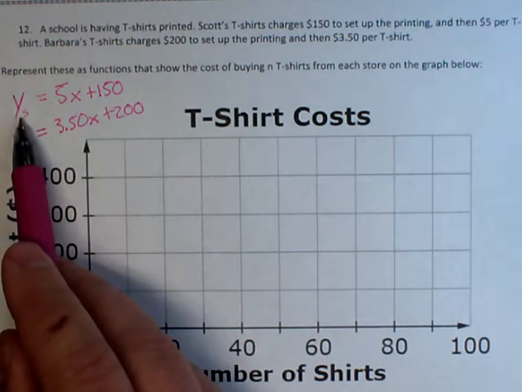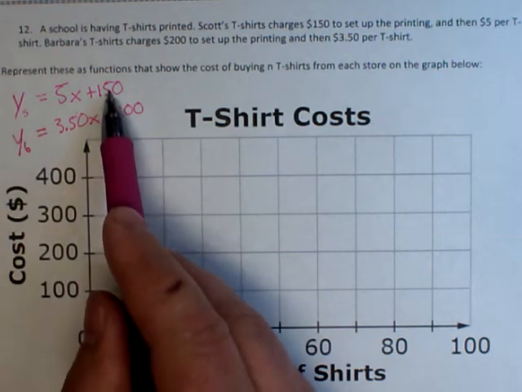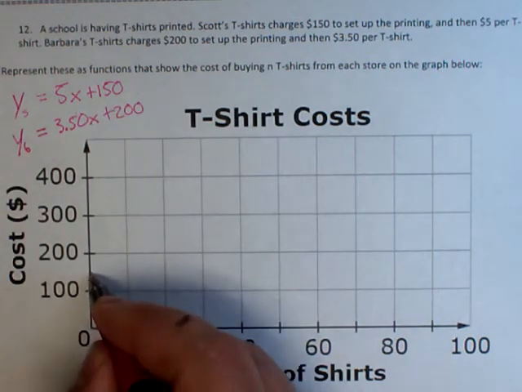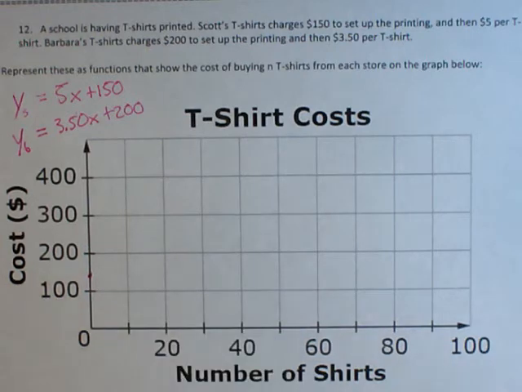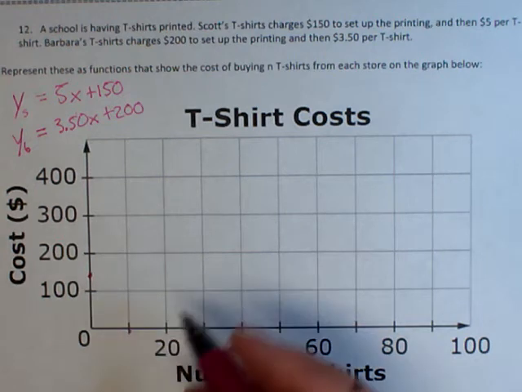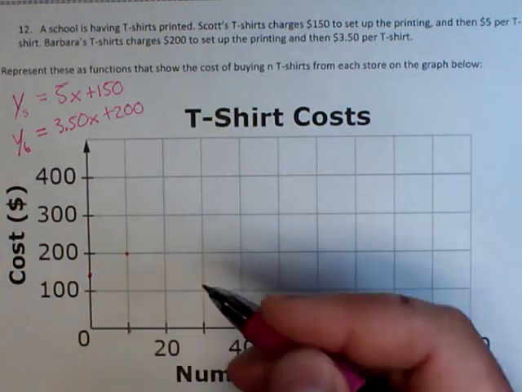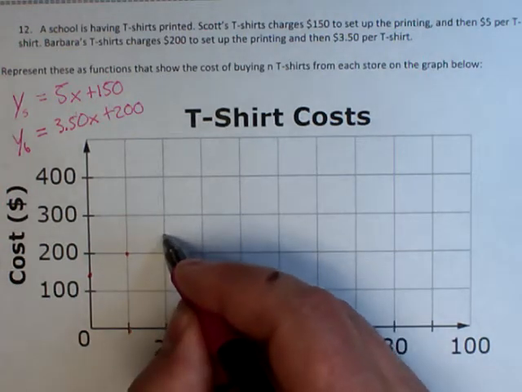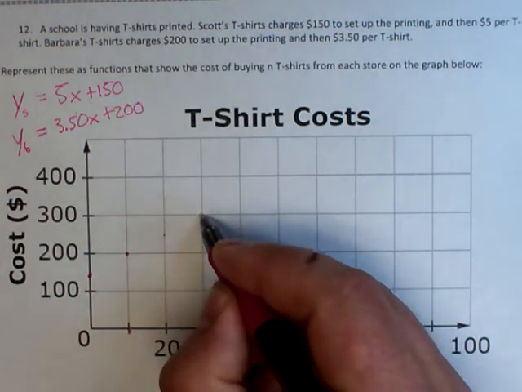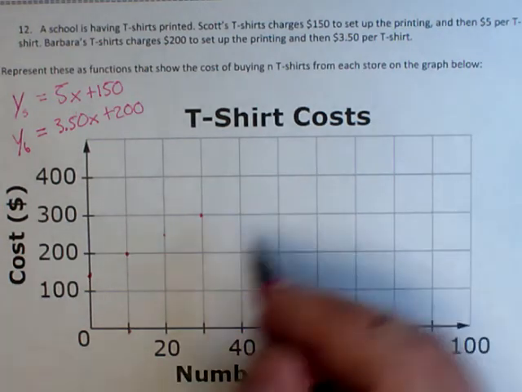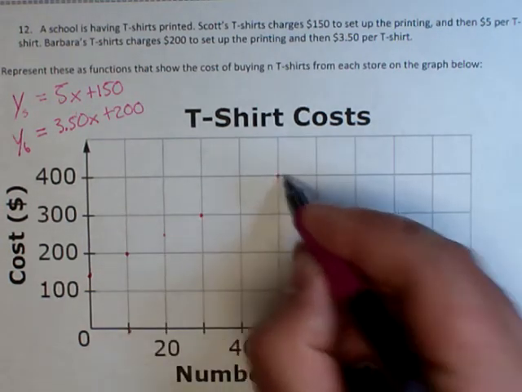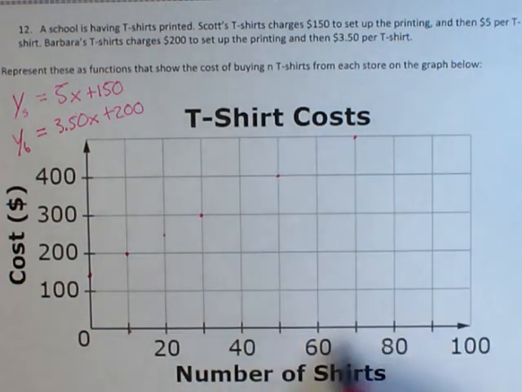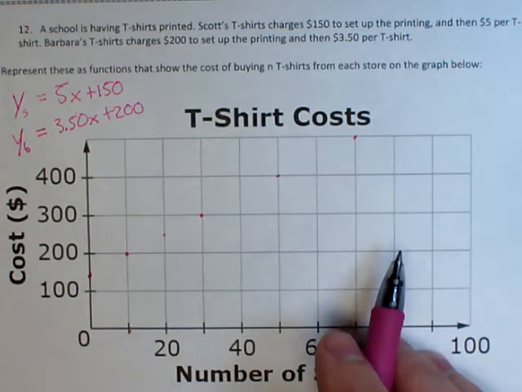For Scott, he starts at 150, and then he goes up 5 per t-shirt. So after 10 t-shirts, he'd go up $50. So he'd be here. And then after another 10, he'd go up 50. And another 10, he'd go up 50. You got to really pay attention to your scale here. But there's my pattern now. Every 20 t-shirts, it goes up $100.